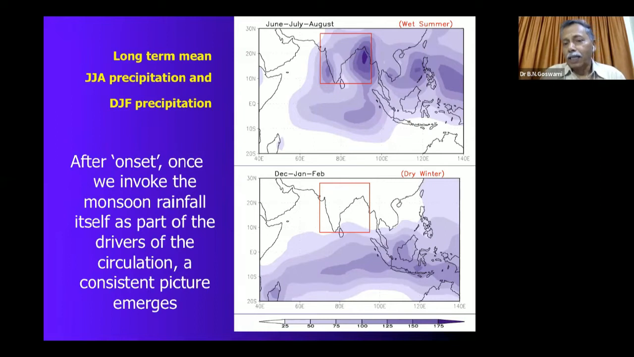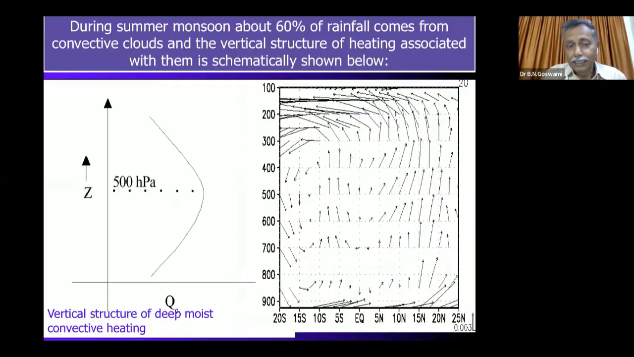But what is the structure of heating associated with these rains? The structure of heating associated with the convective, deep moist convective clouds is like this. It is maximum somewhere in the middle atmosphere and pretty weak at the bottom and the top. So when it is maximum, the vertical velocity is also maximum over there.